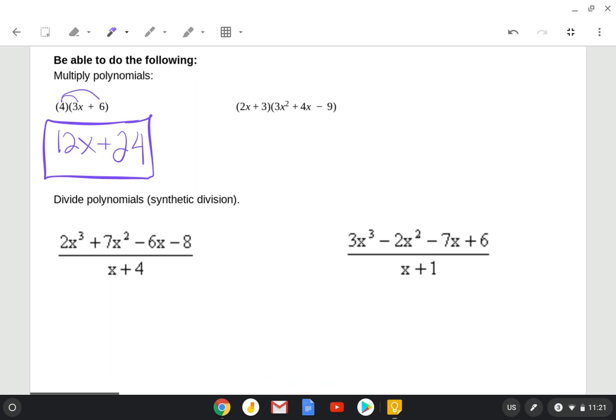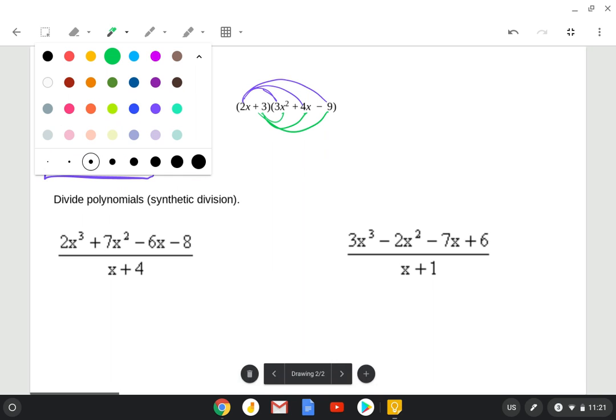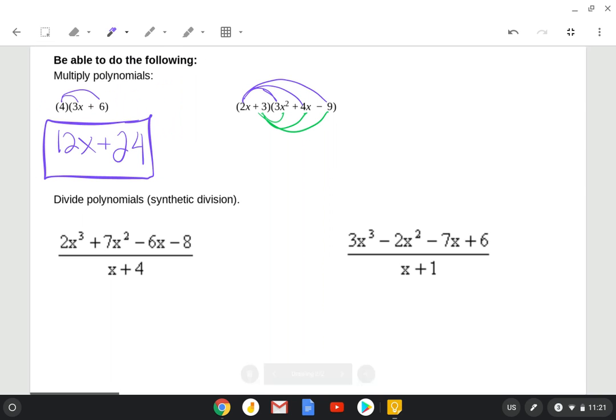The second one is a little bit more complex because we have to do 2x times each number, and then we have to do 3 times each number, and then put those answers all together. So we'll do it again piece by piece. 2x times 3x squared, that's the first term times the first term, that's 6x to the third, because x times x squared is x to the third. 2x times 4x is 8, and then x times x is x squared. 2x times 9, notice I'm bringing that negative with the 9, is 18x.